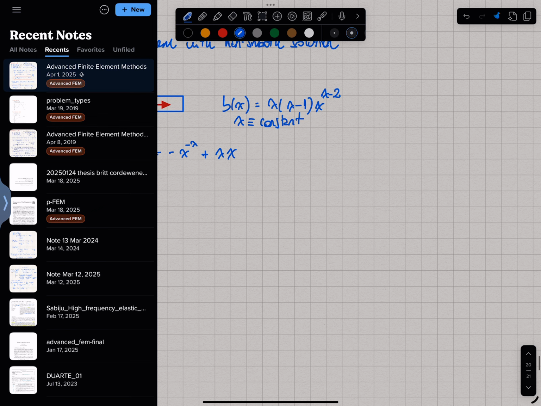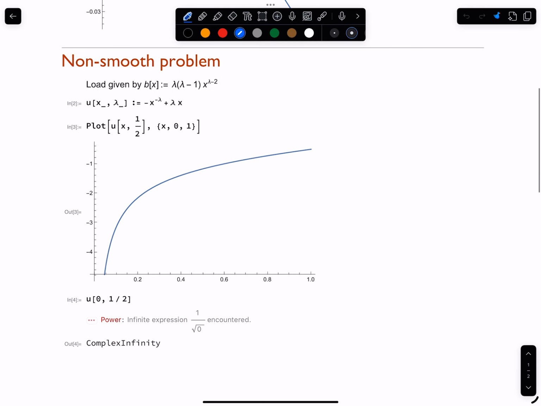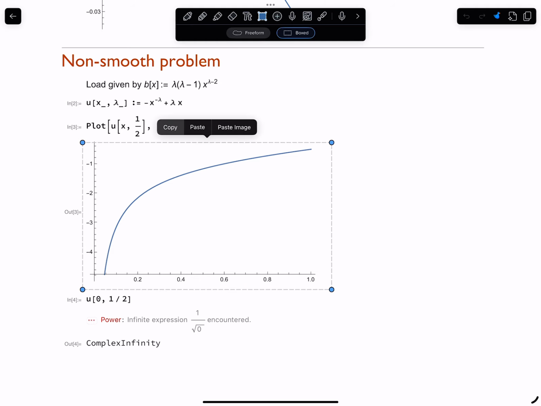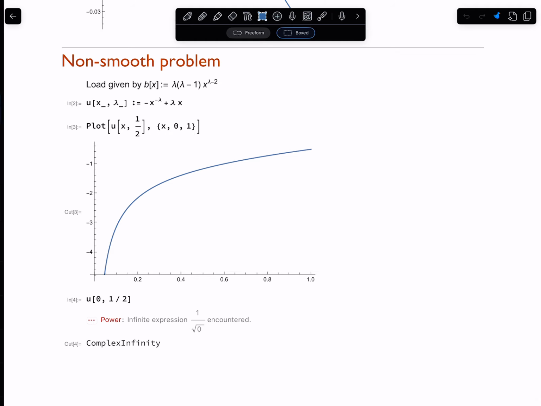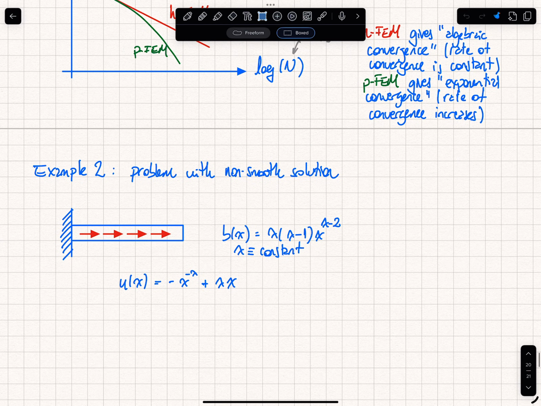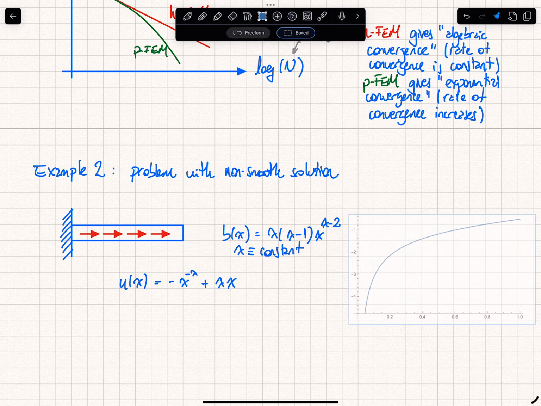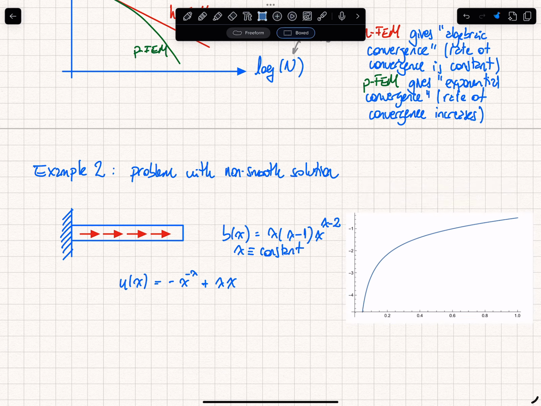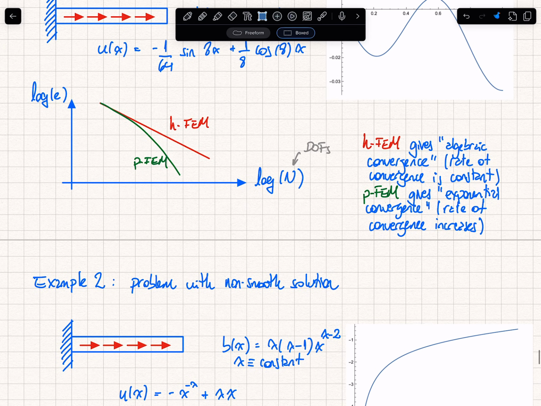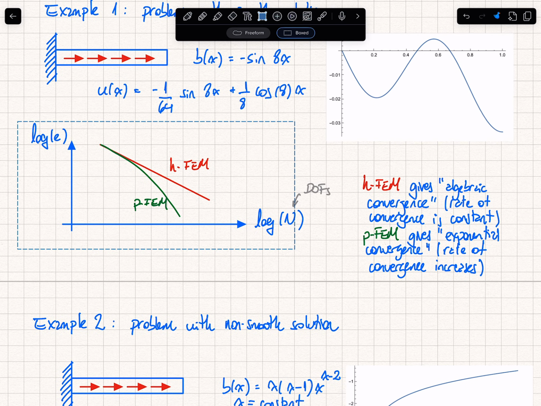And so if we now look at the solution for this problem, this is what you get for lambda equals 1/2. There is a point in the domain where the solution is actually singular, but one point, right? So it's not a nice solution. It's a solution that the finite element method has a really hard time trying to get an accurate solution for.